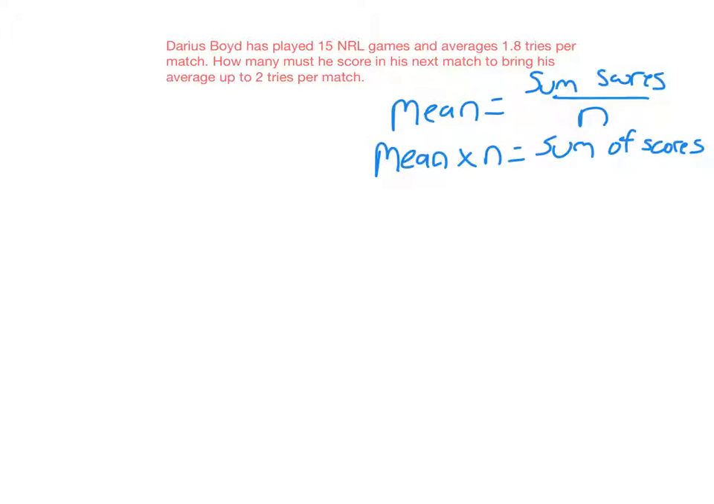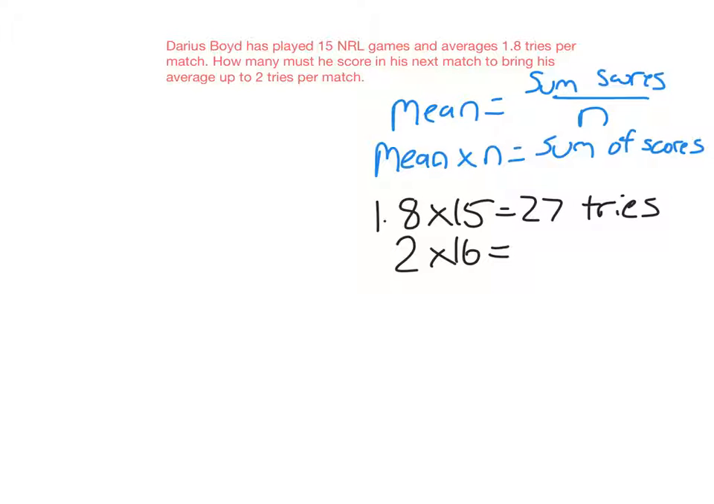So if he has scored 1.8 tries per game in 15 matches, he has currently scored 1.8 times 15, which is 27 tries. So that's how many tries he has now. If he wants to average 2 tries a match after 16 games, then he needs to have scored 2 times 16, which is 32 tries. So obviously, the difference is just 5 tries. He has scored 27, he needs to score 32, so he needs 5 tries in his next game.